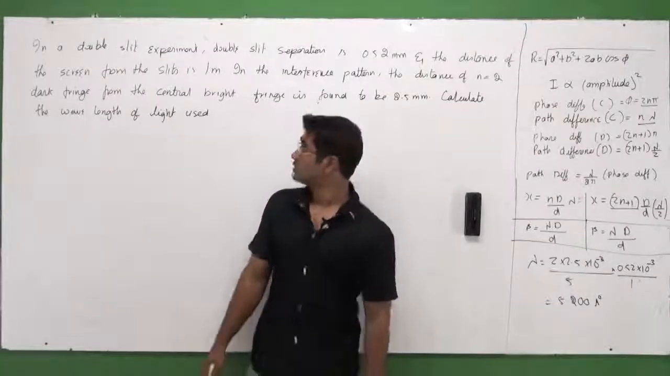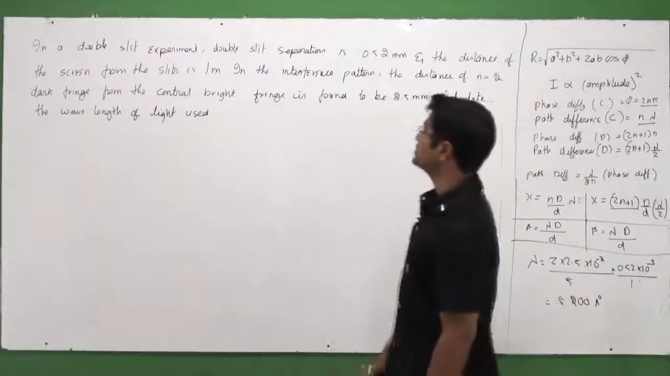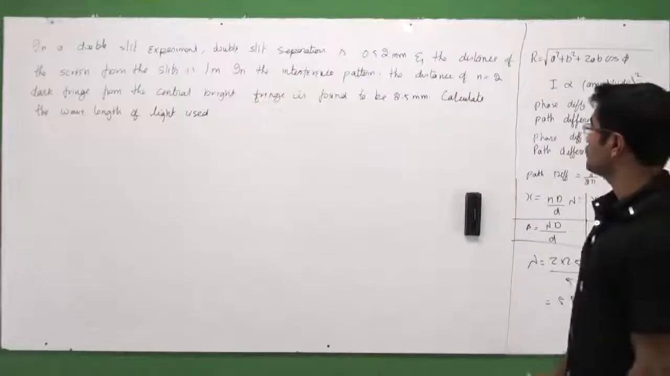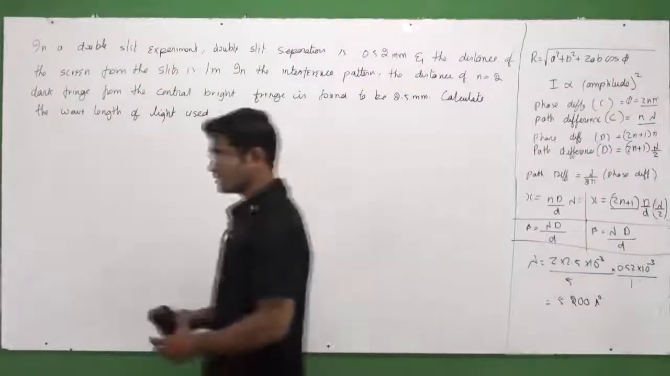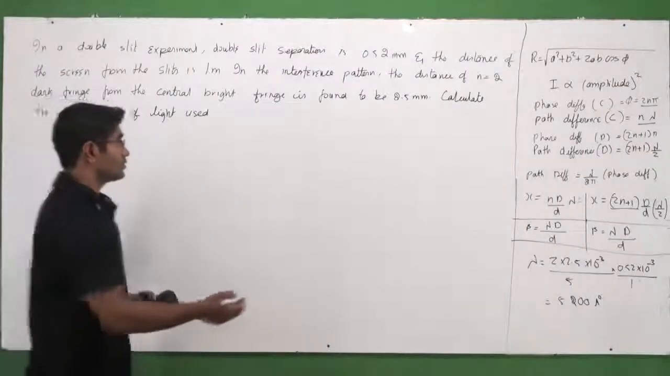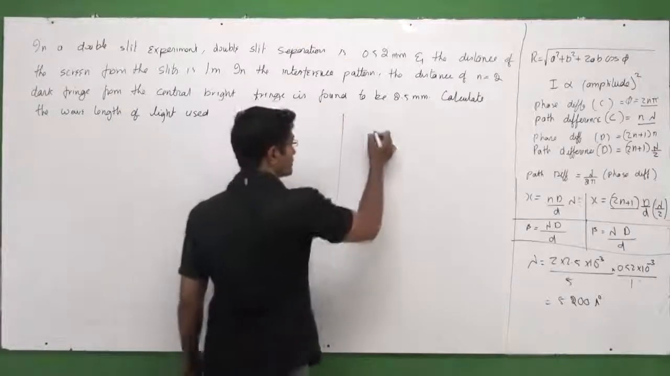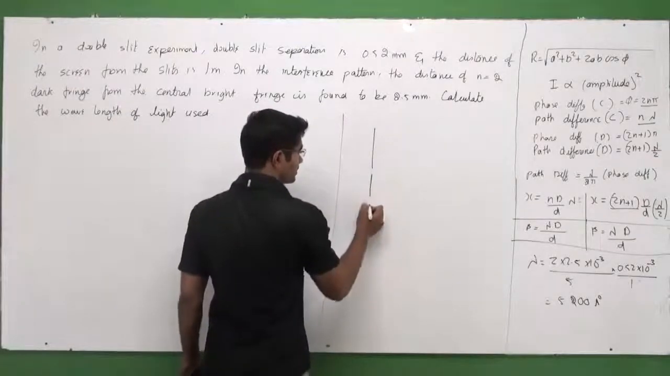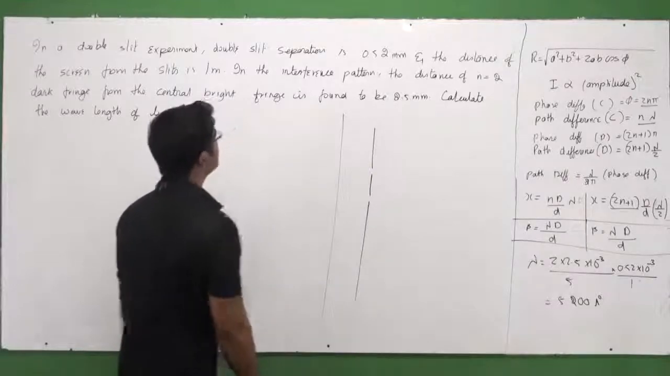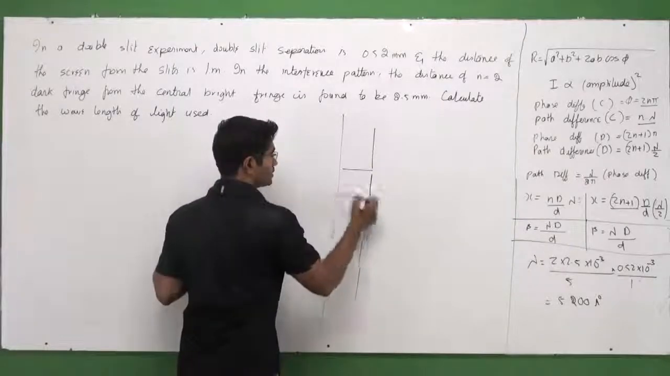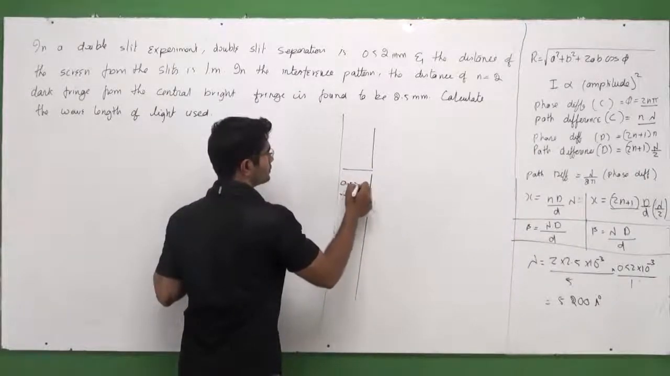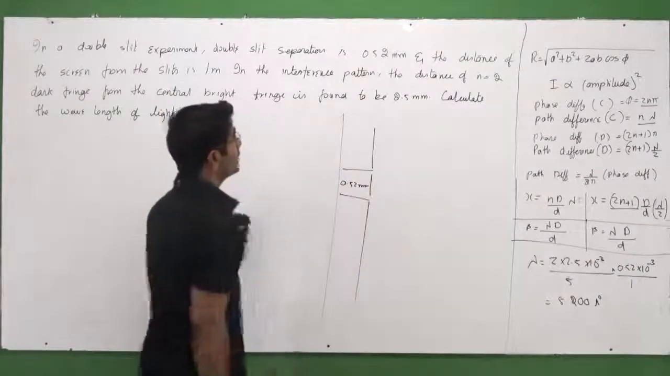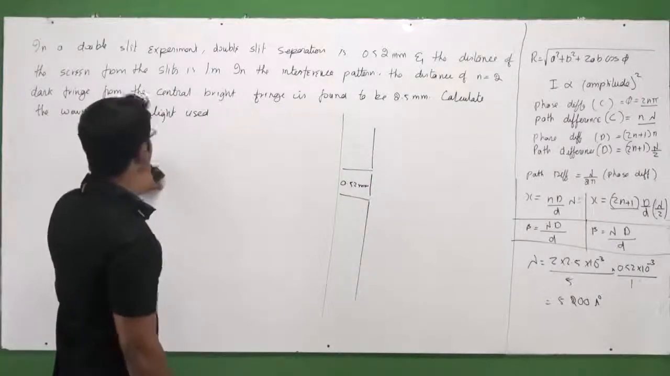Let's work this problem on the board. It says in a double slit experiment, the double slit separation is 0.52 mm. So let's draw the diagram, as the diagram will help you solve the problem. This is the slit separation given to you as d, that is 0.52 mm. And the distance of the screen from the slit is 1 meter.